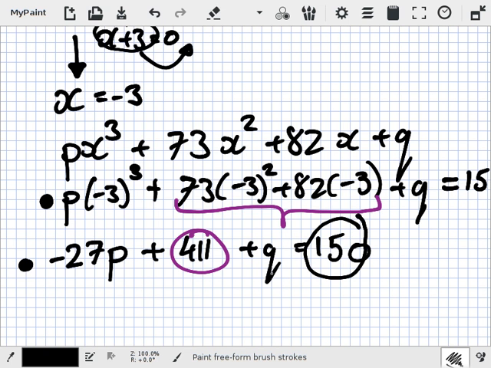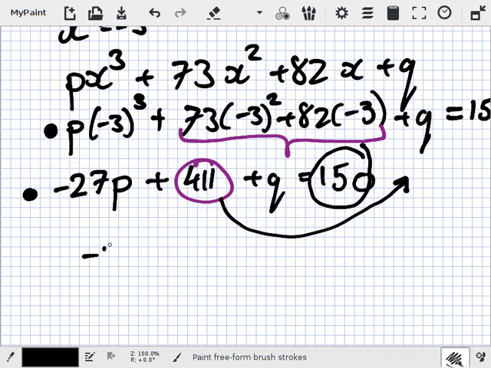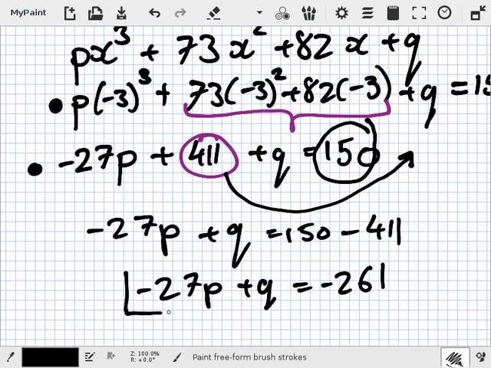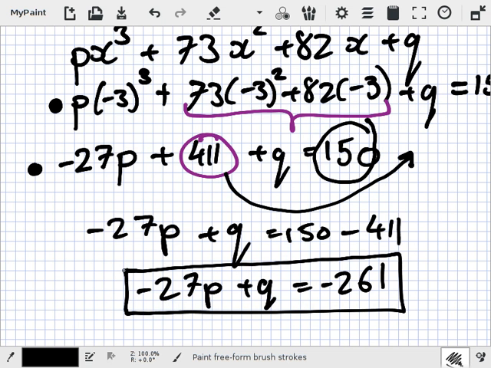150 minus 411. I think I'll bring the 411 over to the right. Minus 27p plus q equals 150 minus 411. Minus 261. Thank you. Okay, so in fact, what we've done now is we've made one equation with one unknown.